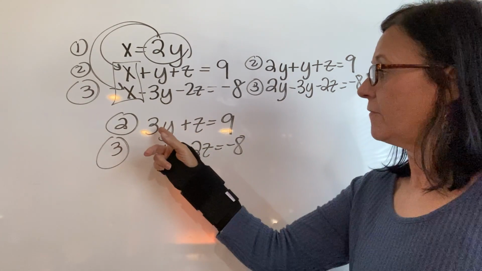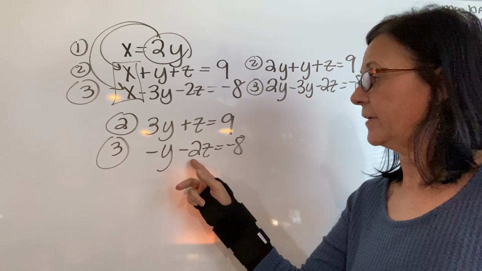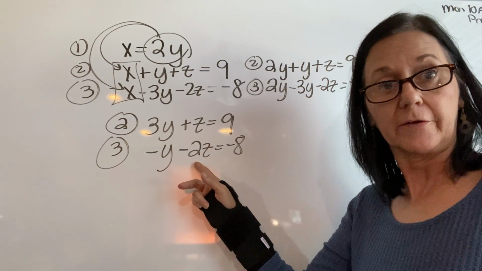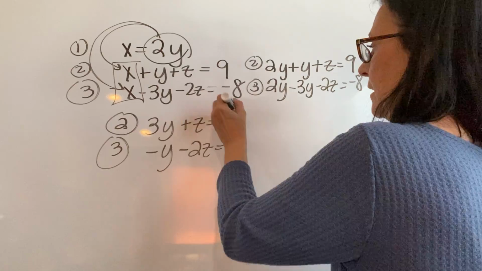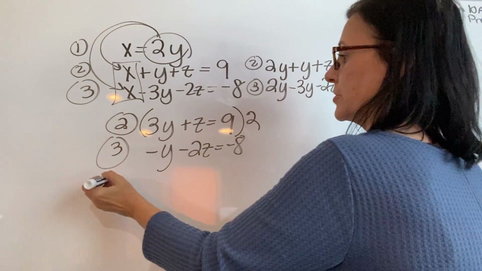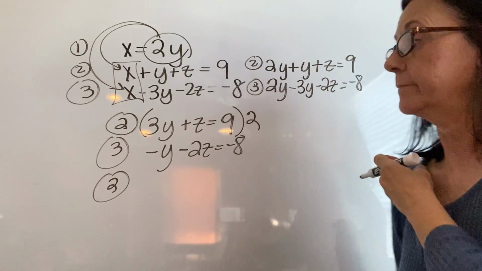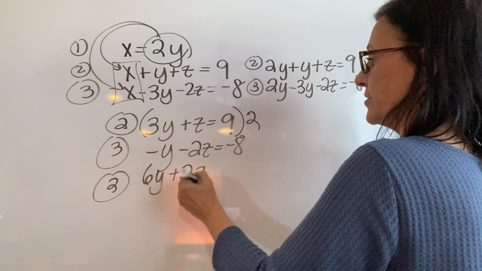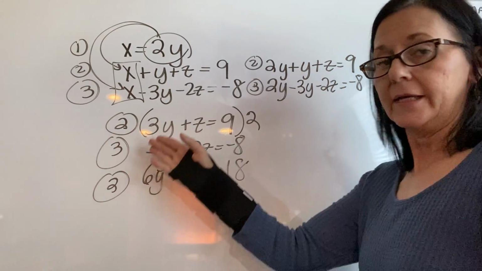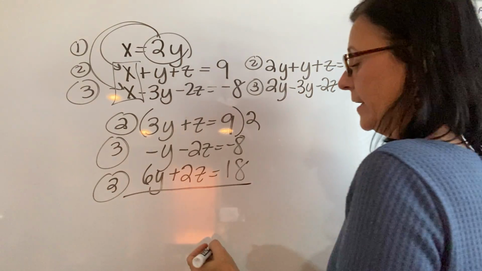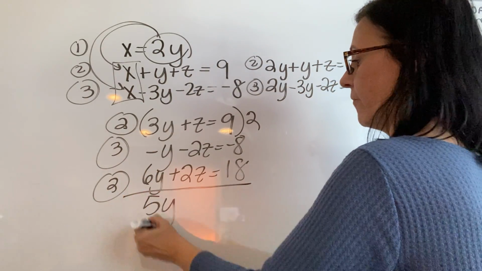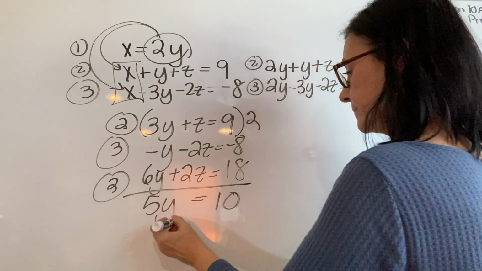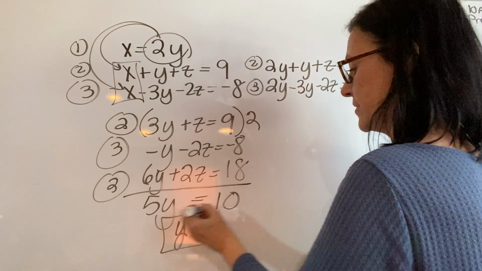All right, because I have a positive and a negative here, I also have a positive and a negative here. I think I'm going to take equation 2 and multiply it by 2, because 2 is smaller than 3, and eliminate the z. All right, so I will multiply every term in equation 2 by the value of 2. 2 times 3, 6y, plus 2z is 18. Now I can add equations 2 and 3. 6 minus 1, that's 5y. My z's eliminate, equals 10. Dividing both sides by 5, the value of y is 2.